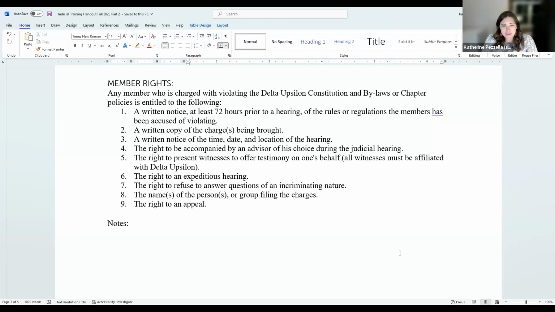They do have the right to refuse to answer questions. They do have the right to know who is bringing the charge and the right to appeal. Any questions about that?